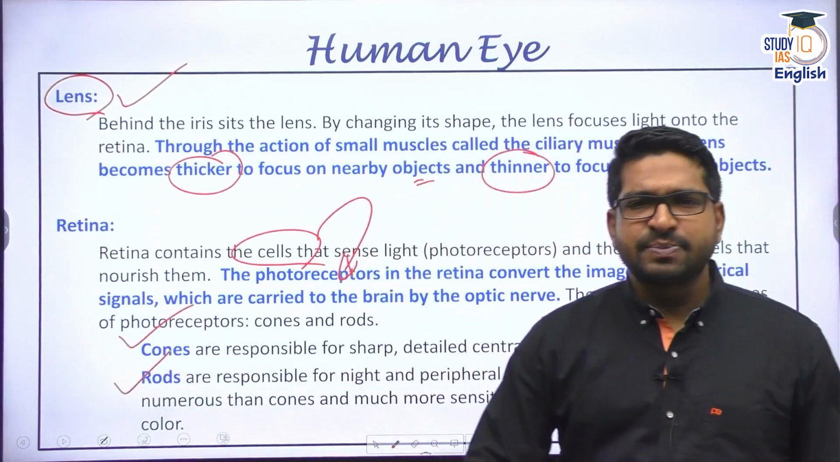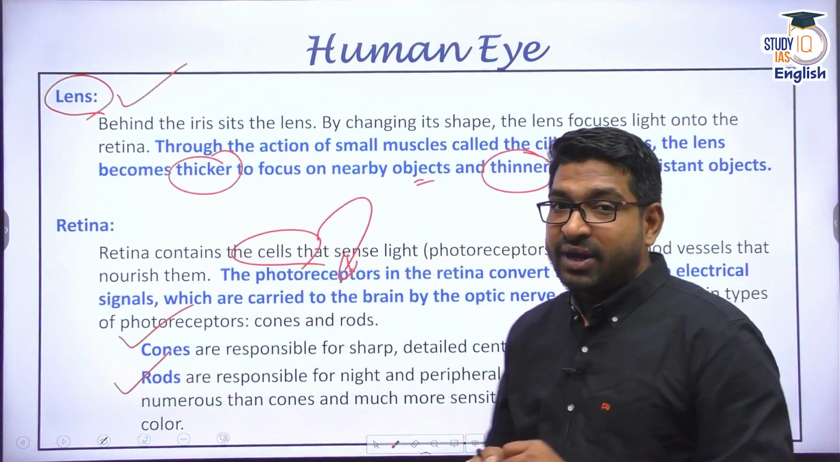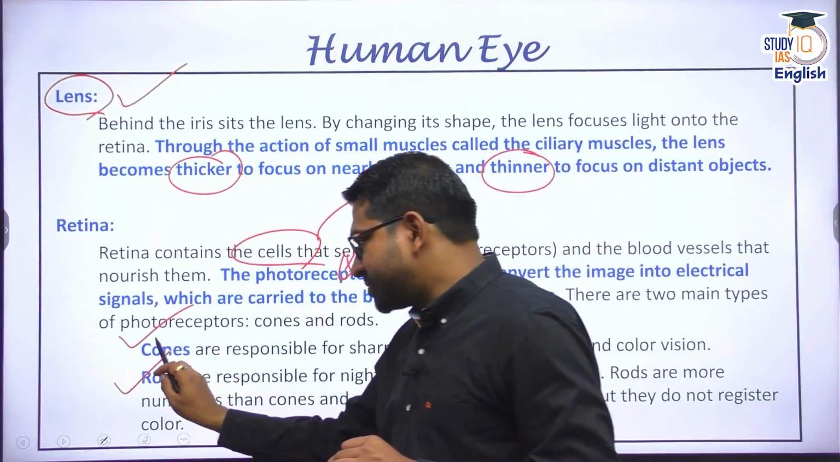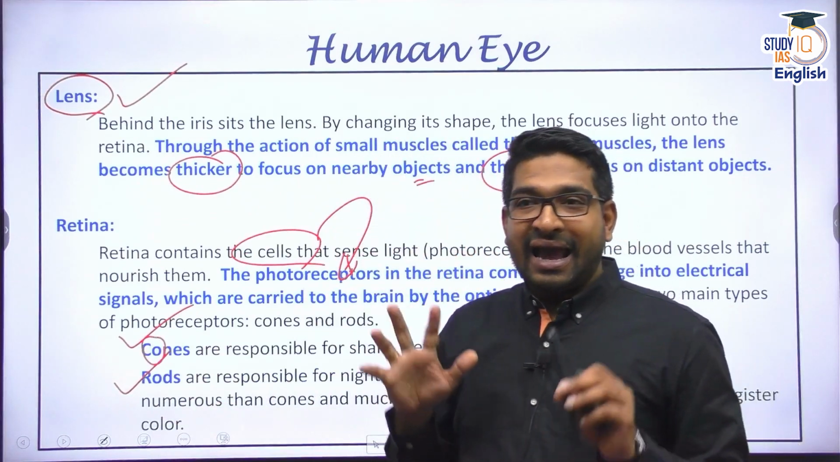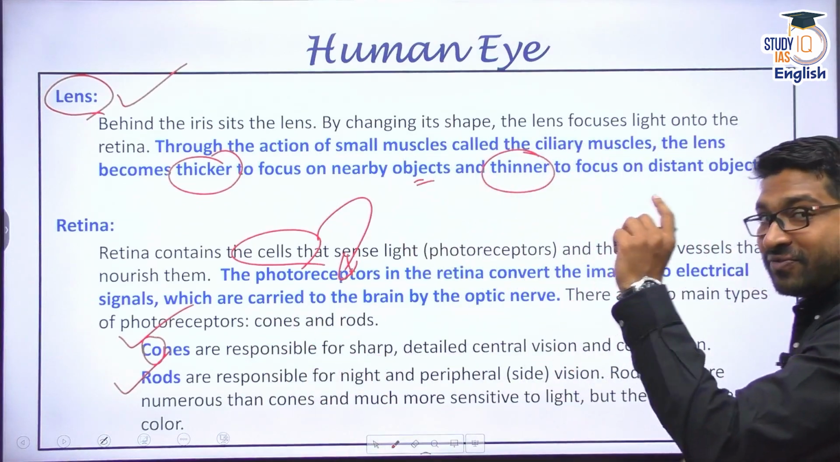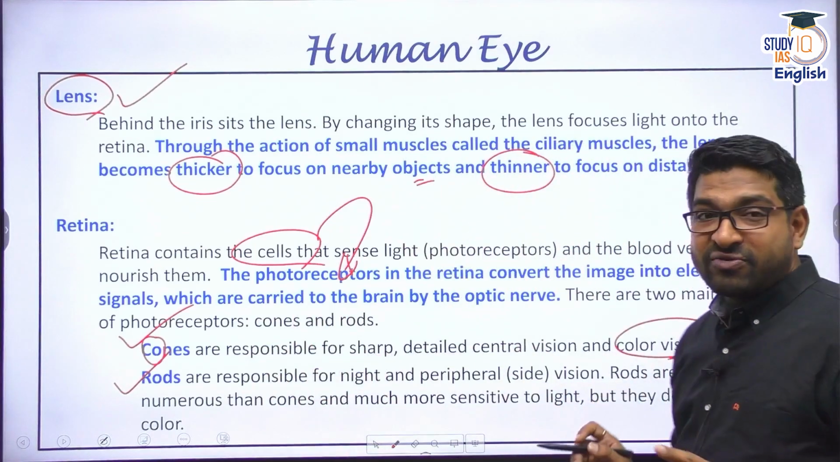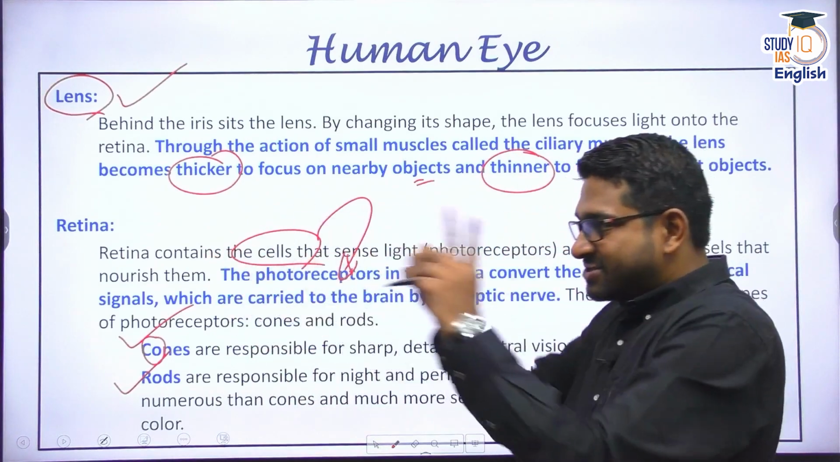Now, to remember these, please note that our retina has two cells, cones and rods. Remember, if there were no cones in my retina, I would see everything in black and white, because cones are responsible for, first of all, colored vision. Apart from that, cones are responsible for my frontal straight vision, the central vision that I have.